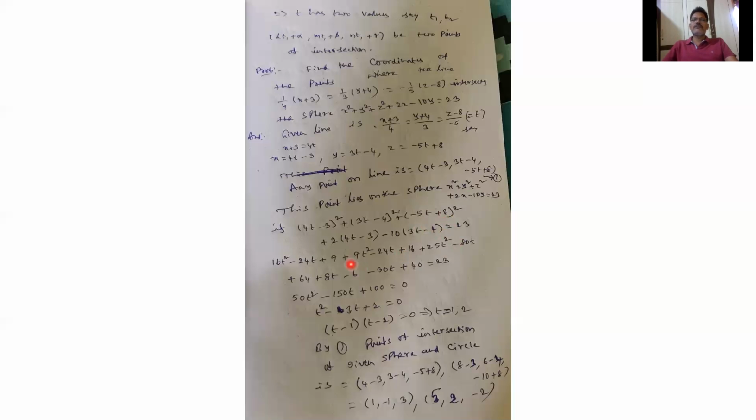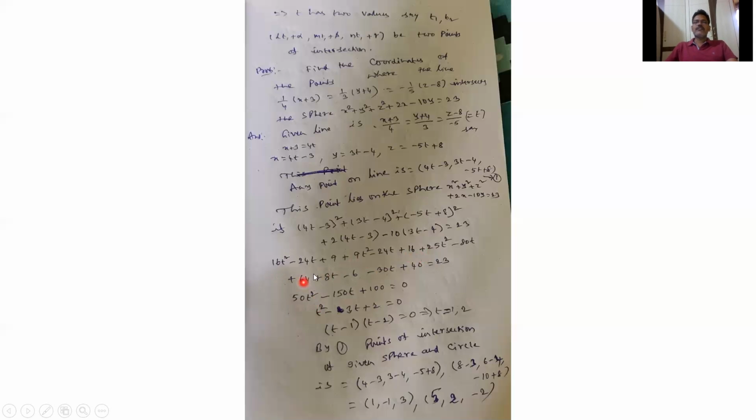And b square is 8 square, 64. Then 2 into 4t, 8t, 2 into minus 3, minus 6, minus 10 into 3t, minus 30t, and minus 10 into minus 4, plus 40, is equal to 23. So here t square: 16t square, 9t square, 25t square. 16 plus 9, 25. 25 plus 25, 50. That's why 50t square.